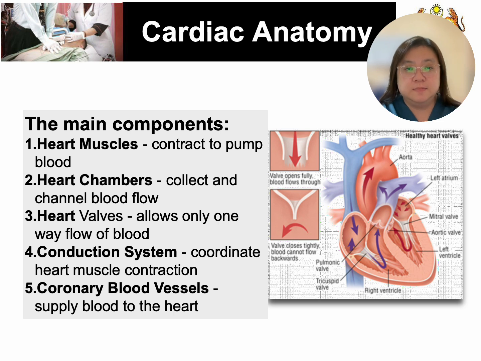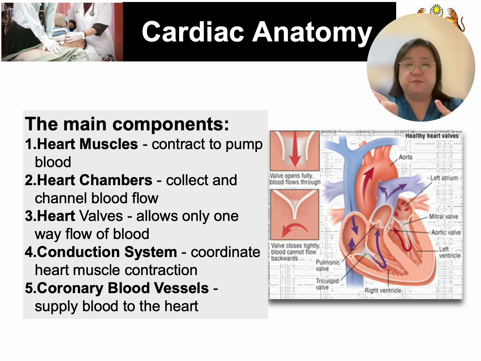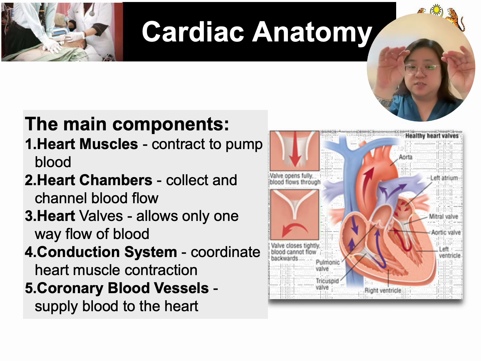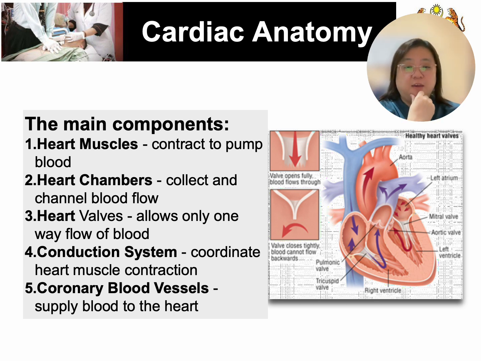Okay, basically for cardiac anatomy, you need to know the heart is made from muscles, myocardial muscles. The muscles help it to contract and pump. Within the heart, there are four chambers that collect the blood and allow for blood flow. You have heart valves, which allow for one-way blood flow, the conduction system, the AV and the SA node, which helps the heart muscle to contract. And lastly, the coronary blood vessels, which supply blood to the heart.